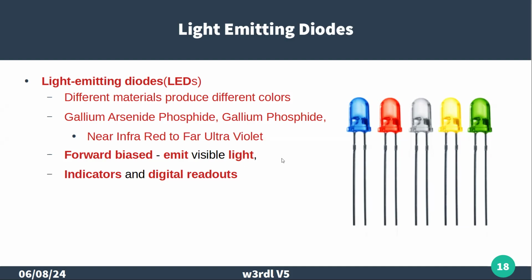And like a regular diode, when it's forward biased, which means positive on the anode, it will conduct and emit visible light. Now, because it's not silicon or germanium, they have different forward voltage drops, and in some cases, they may be 2 or 3 volts, depending on the material. In fact, every color LED is going to have a different forward voltage drop, which is just something you have to take into account when you're doing a circuit with them.